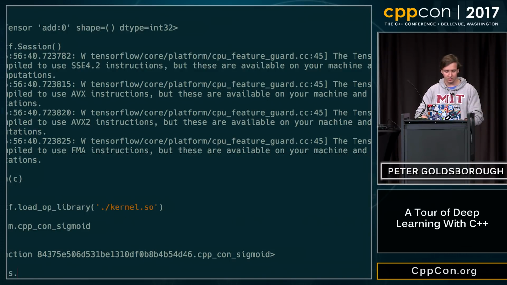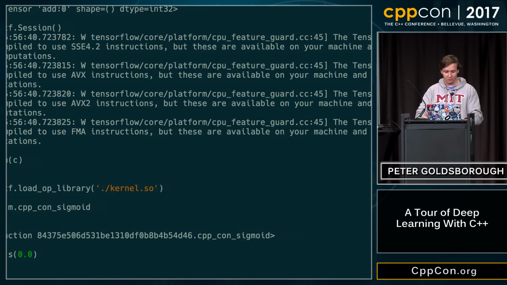Now let me do s dot. So this is the function that we have, and we can pass it something like 0.5. And if this works, then as you remember maybe earlier, the sigmoid at 0 is equal to 0.5. So if it works, it should hopefully be equal to 0.5. And now we need to create a new session to evaluate it.